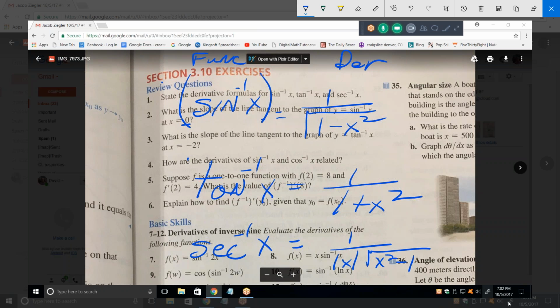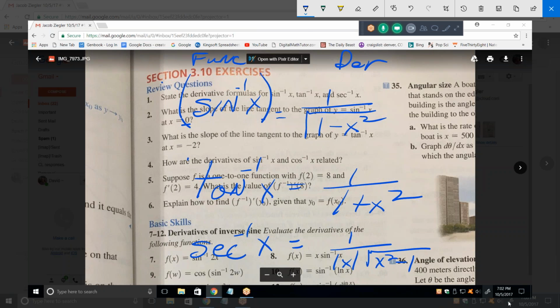Now, this might look impossible to memorize, but it's not really. The easiest one to memorize is the tangent, because there's no radical sign. It's just 1 over 1 plus x squared. The sine is similar, only it's 1 minus x squared under a radical sign in the denominator. And the secant is similar, only the x squared and the 1 are reversed relative to sine, and there's an absolute value of x in front.